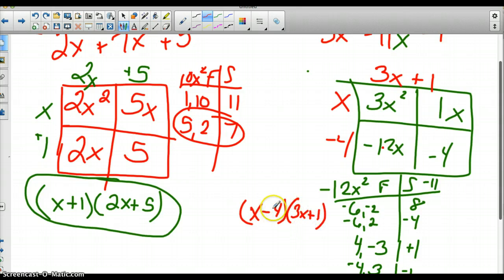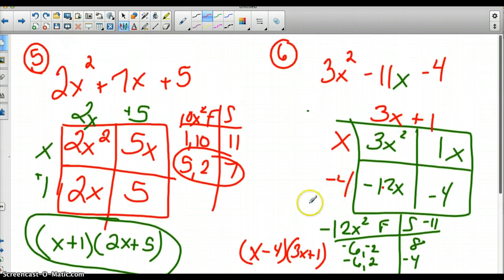You can do your check. This will give you your negative 12x plus your 1 gives you negative 11. This gives you 3x squared, and this gives you your negative 4. Okay, so the box method may not be the only method that you know or that you feel comfortable with, but it's just another technique for doing factoring.